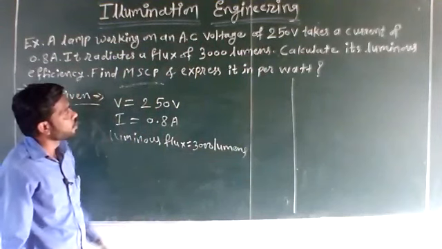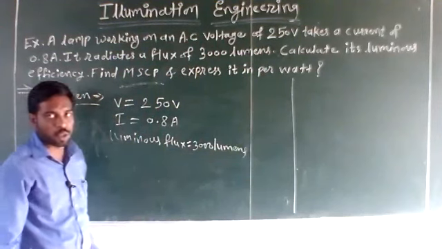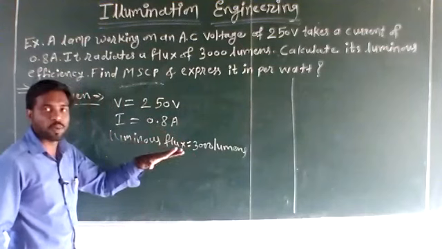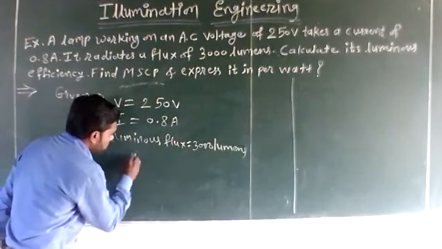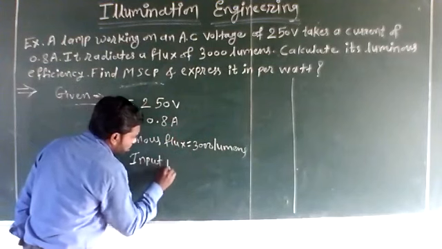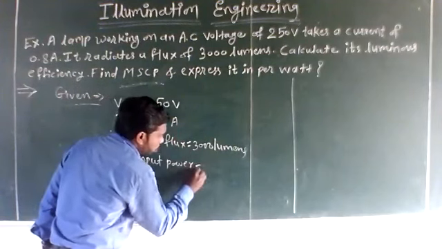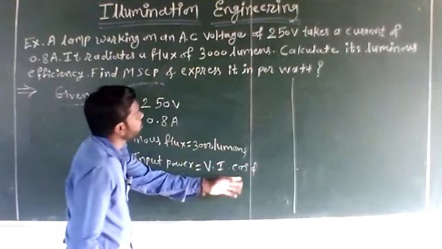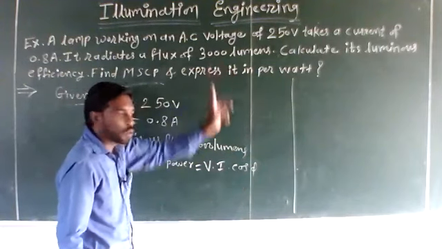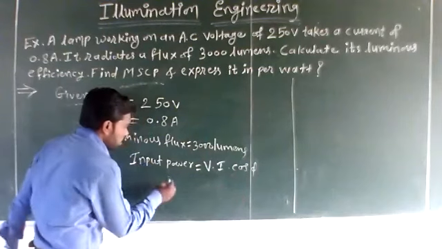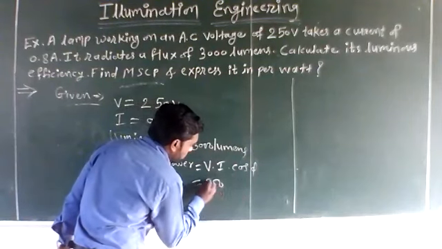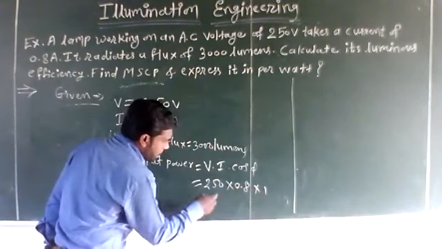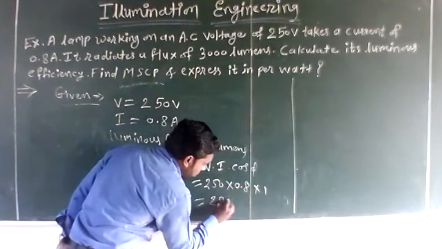Then for calculating luminous efficiency, luminous efficiency is equal to the lumen produced to the input power. So you have to first calculate input power, that means input power of lamp. So input power is equal to VI cos phi. Here cos phi, power factor, is not given, so you have to consider this value as 1. So voltage 250 into current 0.8 into power factor 1. Then after solving we get 200 watt.